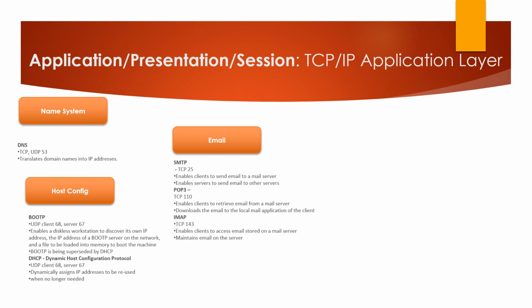We have the Post Office Protocol that works with the TCP protocol at port 110, enables a client to retrieve email from a mail server and download the email to the local mail application of the client. And the last one is the Internet Message Access Protocol that works with the TCP protocol at the transport layer at port 143, enables a client to access email stored on a mail server and maintains email on the server.